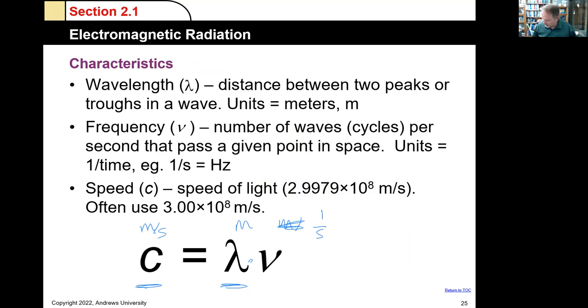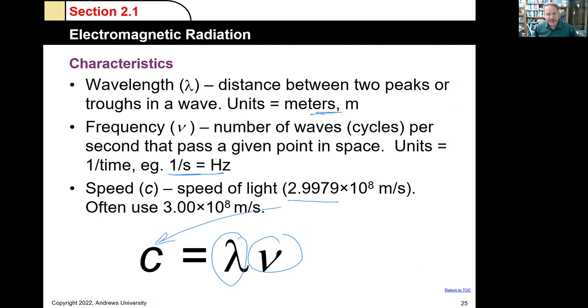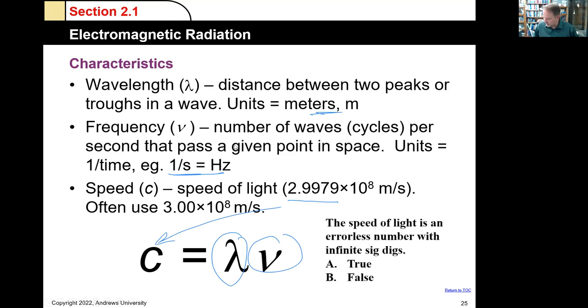So we have the same units on both sides. When we're using this equation, we want to make sure wavelength is in meters and frequency is given in 1 per second, or hertz. A hertz is defined as 1/s. The speed of light to 5 significant digits is 2.9979 times 10 to the 8th meters per second. So we're always going to know this number, and what's going to change is the wavelength and frequency.